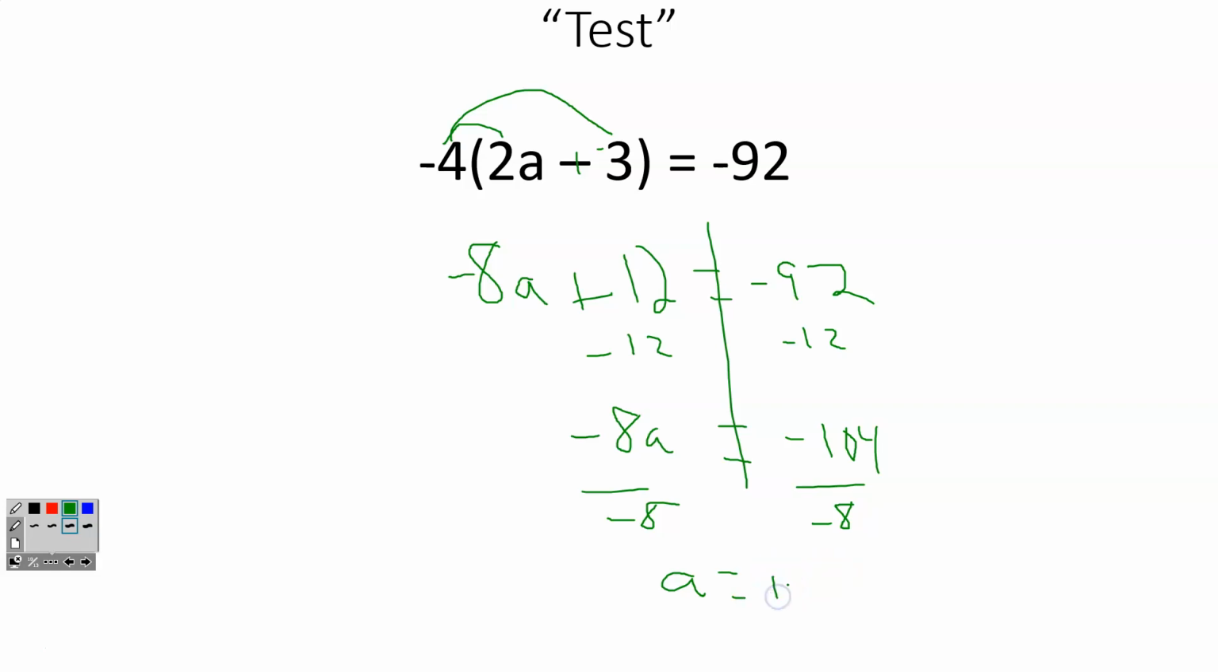a positive, sorry, my calculator's not working. Give me 1 second. Try this again. Okay. Negative 104 divided by negative 8 gives me an answer of a positive 13. Sorry about that, my calculator was being weird.